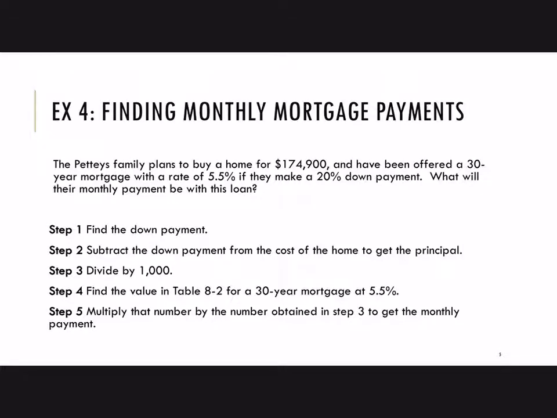Okay, so first of all, we find the down payment. Well, it's 20%, so we need 20% of $174,900. Okay, and that's $34,980.